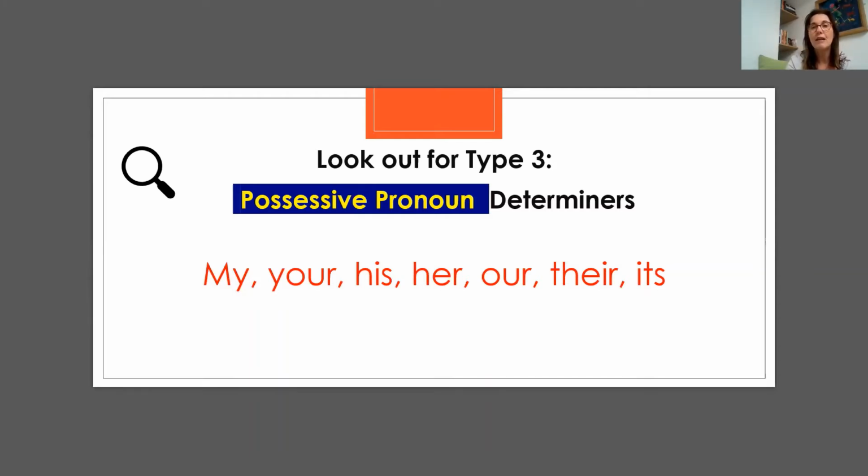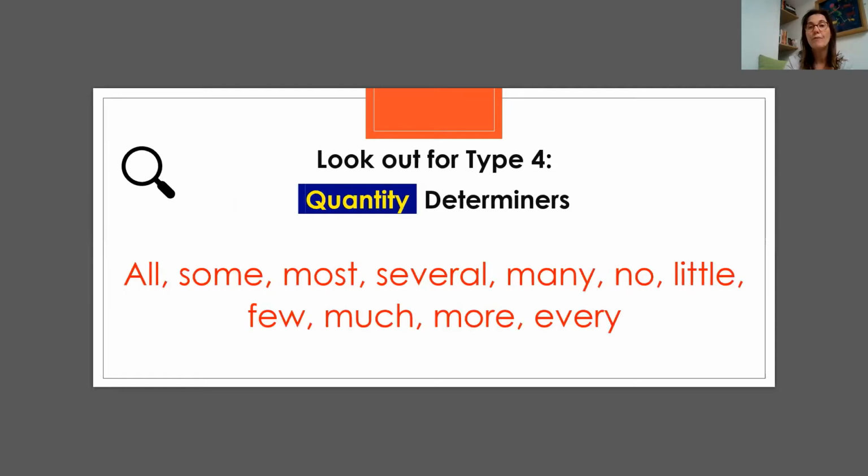Let's have a look at type number 4. Look out for type number 4. These are sometimes a bit trickier to spot. They're the quantity determiners. So they tell you the number or the amount of the noun that is being spoken about in the sentence. Words like all, some, most, several, many, no, little, meaning few, much, more, every.